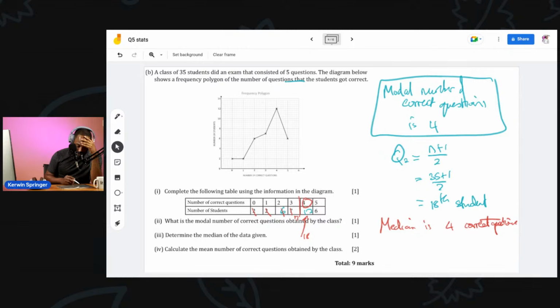Calculate the mean number of correct questions obtained. See the keyword mean now? So how do we find the mean? There are 2 marks this time. How do we find the mean?